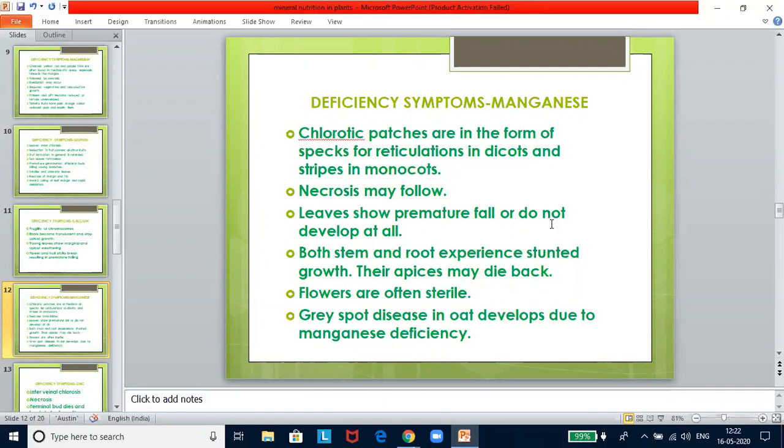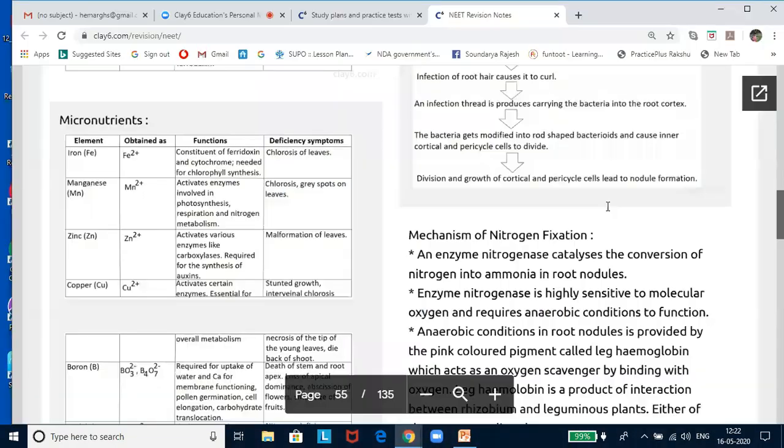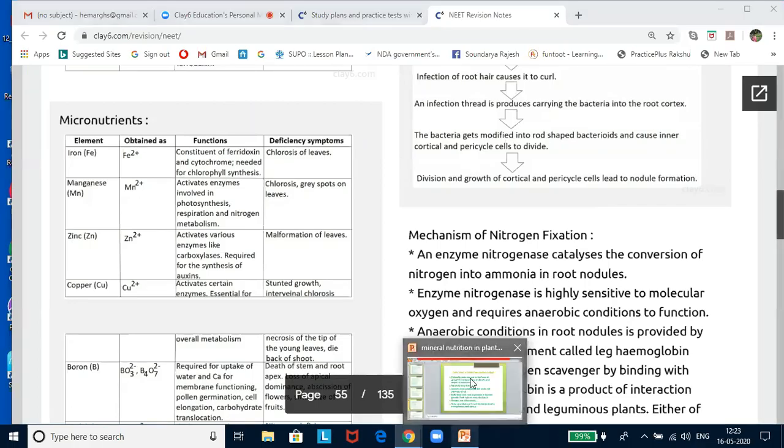Now the next ion would be zinc. It is absorbed as zinc ions. It is a constituent of carbonic anhydrase. Zinc is essential for the supply of carbon dioxide to the chloroplast and for the evolution of carbon dioxide during respiration. It is used in the production of auxin, that is IAA.